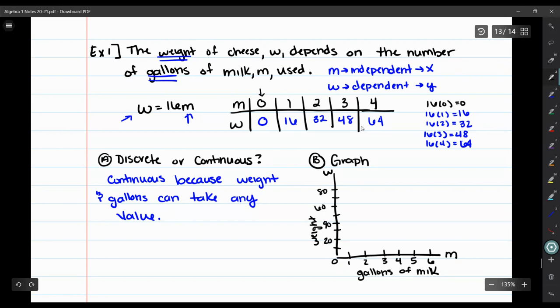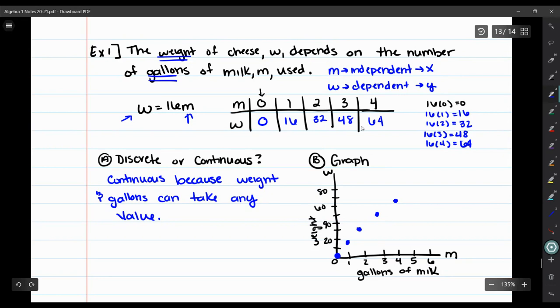Okay, so now let's plot some points. So at 0 gallons, I have 0 weight, so that's a point here. At 1 gallon, I have 16, so 10, 20, so 16 is about here somewhere. Okay, 2, I have 32, so here's 30, 32 would be right above 30. At 3, I have 48, so here's 40, 50, so 48 would be about here somewhere. Okay, and then at 4, I have 64, which should be around here.